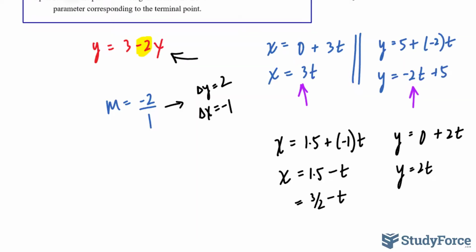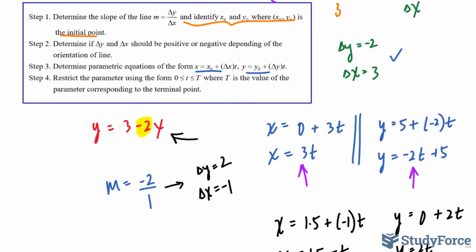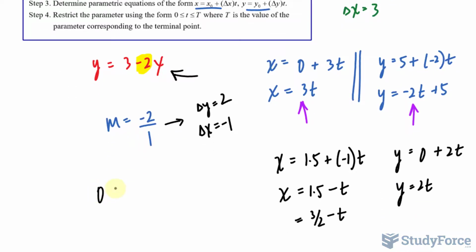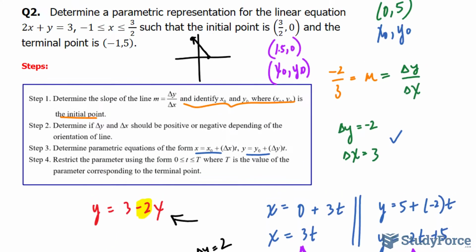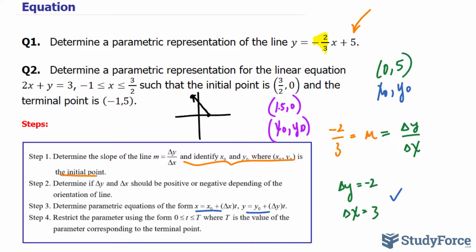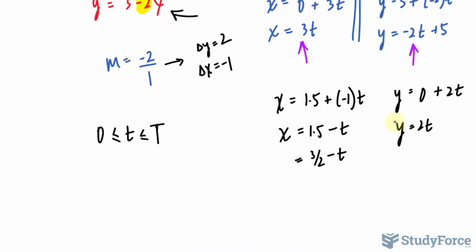Okay, step number 4 says restrict the parameter using the form 0 is less than or equal to t less than or equal to big T. And we have to find out what big T is. To find out what big T is, I'll take the terminal end, which is at negative 1 and 5, and I'll use any one of these equations. Let me use this one for simplicity's sake. And I'll place the 5 right here.